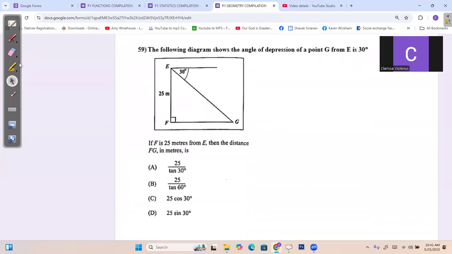I think we did this one already too. Okay, so let's see what they want to find. They want to find the distance FG. So this would be our X. You put X here. No, remember this is 30, so we gotta see which one is going to work. If we use 30, that would be 25 over X, tan 30. So X is equal to 25 divided by tan 30. Okay, that works. So the answer is A.